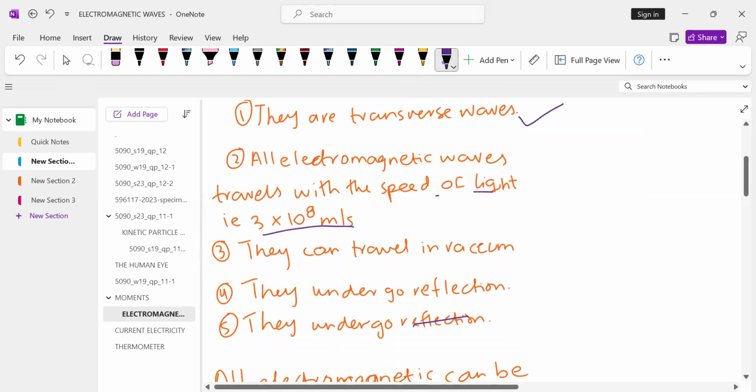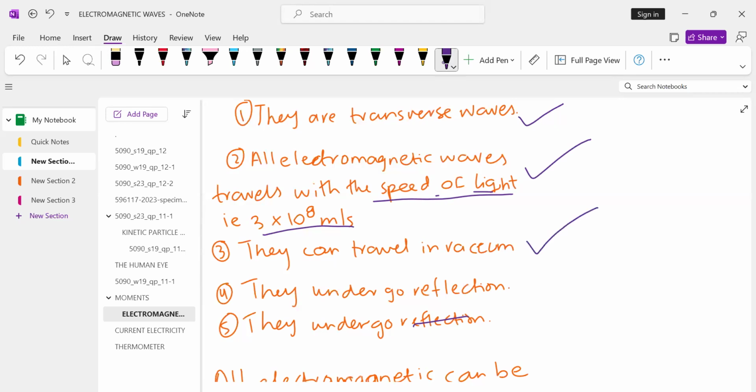Property number 2 is that all electromagnetic waves travel with the speed of light, which is 3 into 10 power 8 meter per second. Property number 3 is they can travel in vacuum. Property 4 is they can undergo reflection. Property 5 is they can undergo refraction.